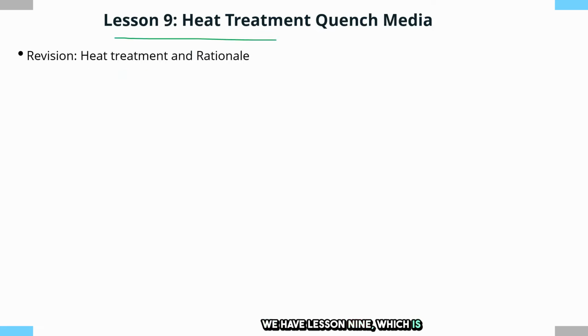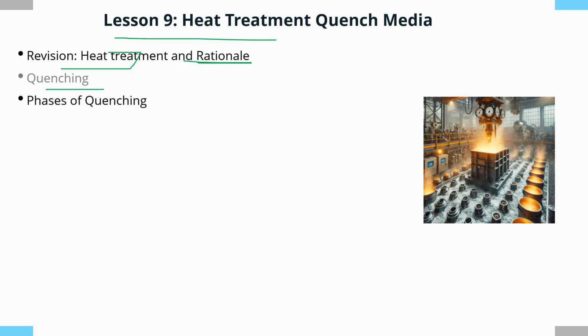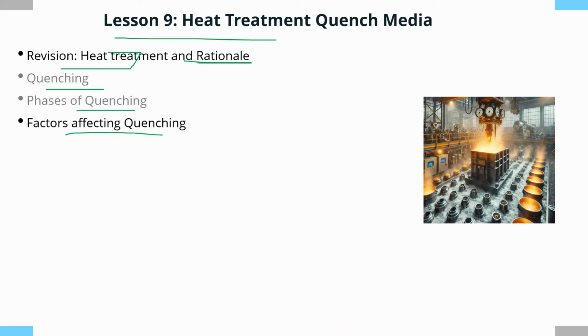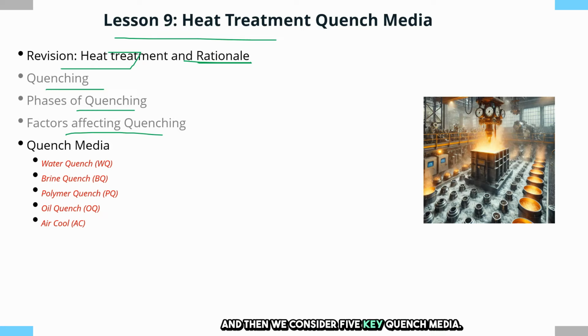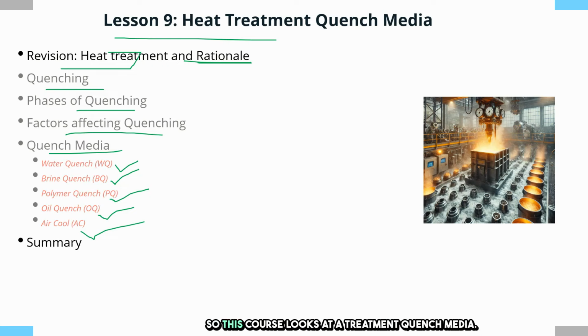We have lesson 9, which is around heat treatment quench media. As standard, we do a revision on heat treatment and rationale. Then we look at the process of quenching, and we try to understand the phases of quenching as well. Then we look into the factors affecting quenching. And then we consider 5 key quench media: water quench, brine quench, polymer quench, oil quench, and air cool. And then we summarize the course. So this course looks at heat treatment quench media.